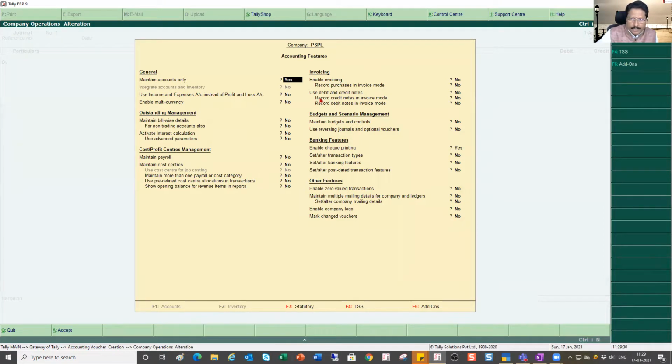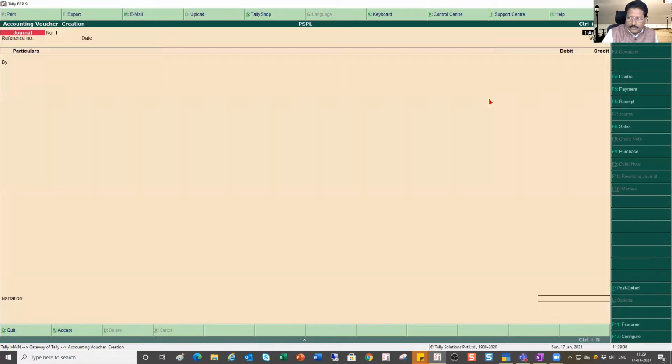In ERP, it says use debit note, credit note. You can say yes, I want to use debit note. But before that, let me show you that on the right-hand side, the debit note button is not enabled. It is grayed out. That means I have not enabled the voucher types called debit note and credit note. Similarly, the credit note is also grayed out. So how do I now enable them?